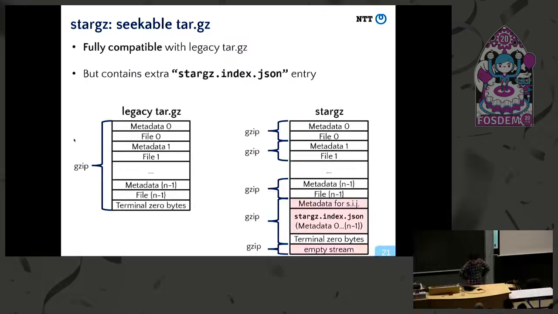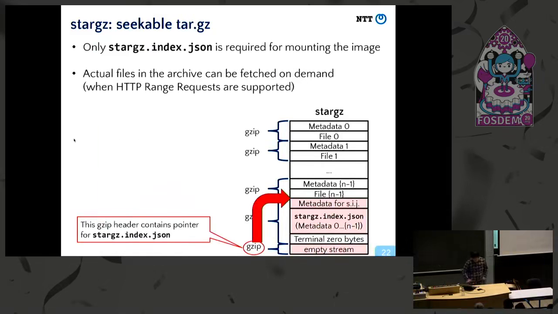And also we have stargz.index.json at the end of the archive. This index.json has all metadata for all the files in the archive. So we only need this stargz.index.json for mounting this image. And actual files in the archive can be fetched on demand using HTTP range requests.